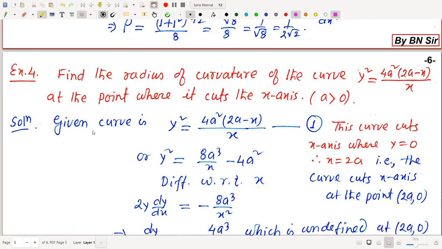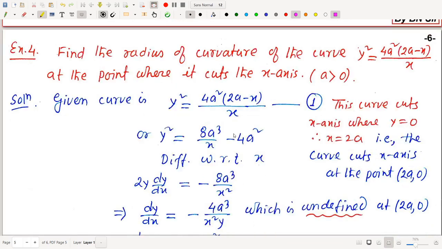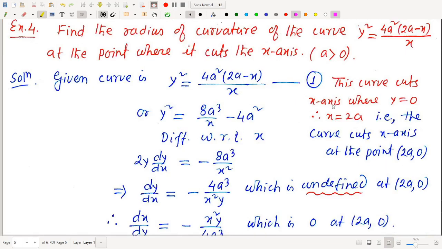Example number 4. Find the radius of curvature of the curve y square equal to 4a square bracket twice a minus x by x, at the point where it cuts the x-axis, and it is given that a is positive. The curve cuts the x-axis at a point, and at that point we need the radius of curvature. So the curve is given, and this curve cuts the x-axis when y equals 0. At any point on the x-axis we know y is 0. So if we put y 0 here, what do we get?